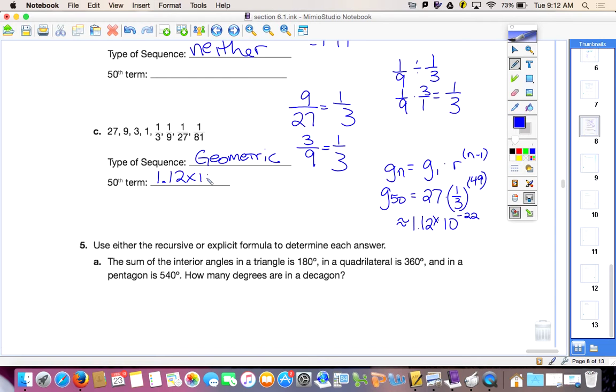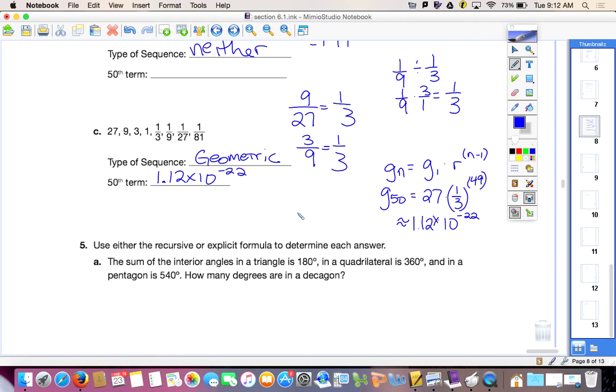Guys, this means that you have 21 zeros before that 1. So you have a decimal point and 21 zeros, and then 1, 1, 2. So it's very, very, very close to 0.